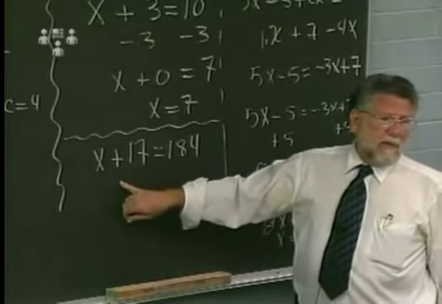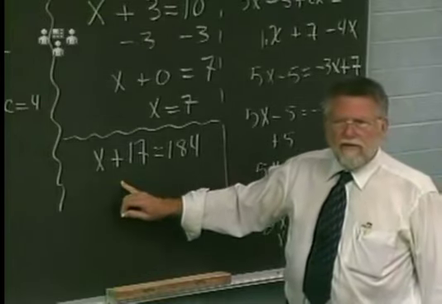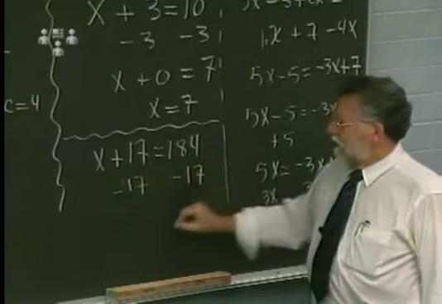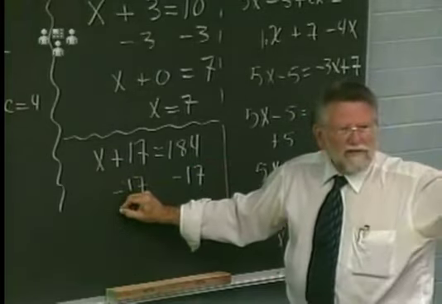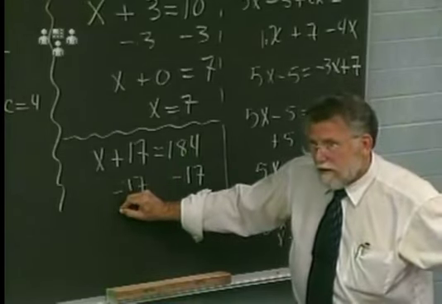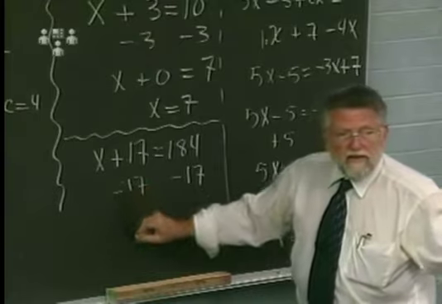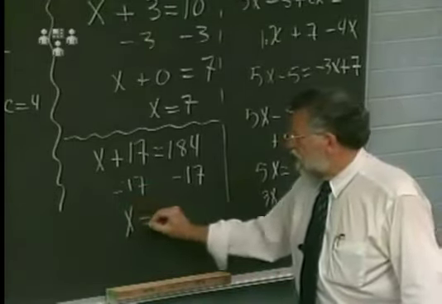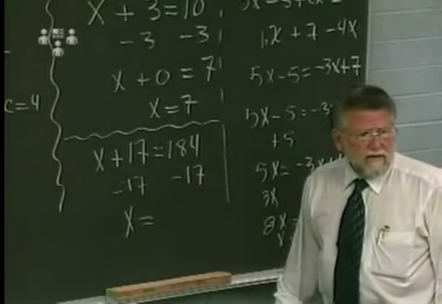Now, I don't want that 17 there. How do I get rid of it legally? Add its inverse. Add negative 17 to both sides. Okay, so what do I have here? X plus 0. What is x plus 0? No, Natalie, what's x plus 0? Did you say x? There we go. Okay, with authority. Now, what is 184 plus negative 17?